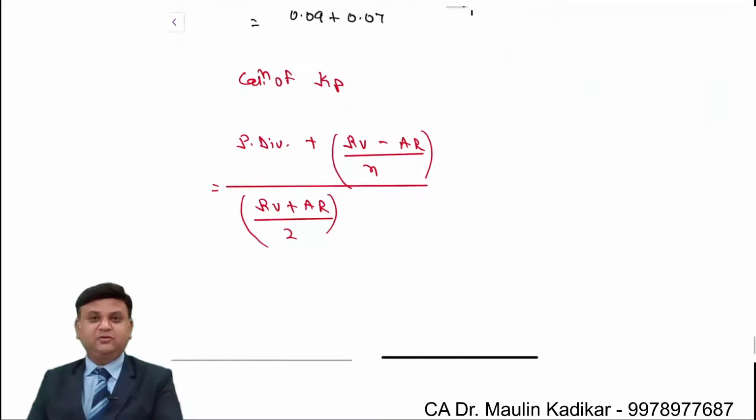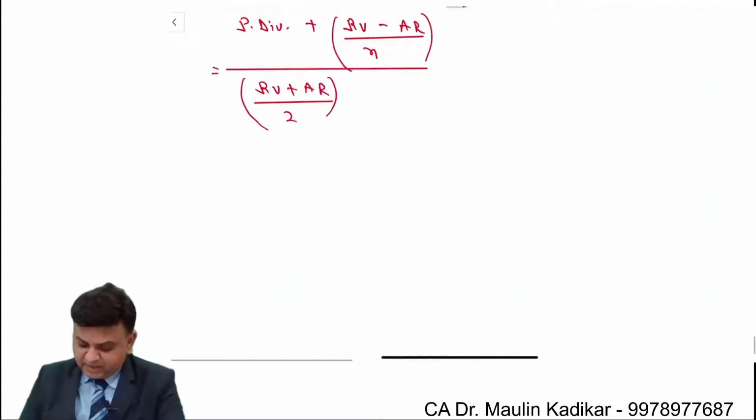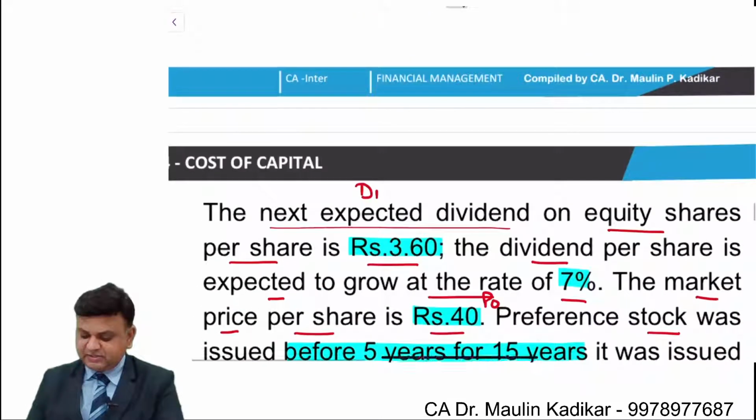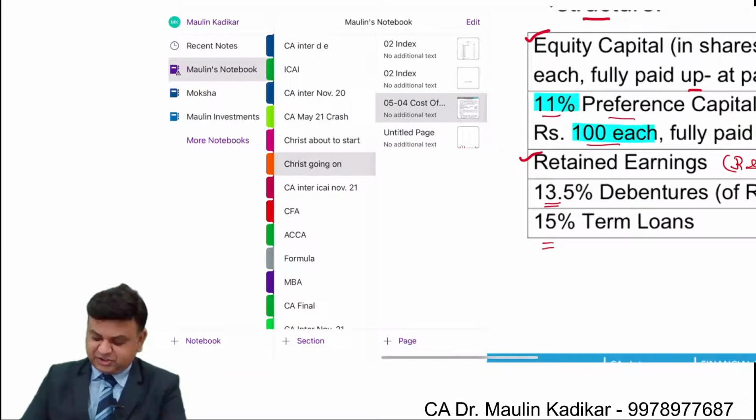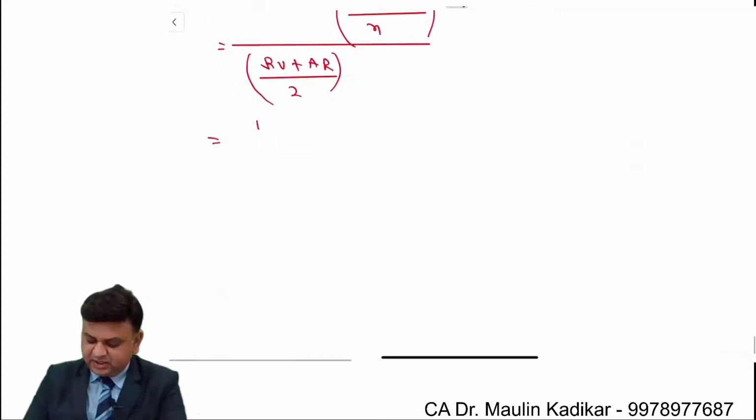This is the way we are required to make the calculation of the answer. Why? Because the security is redeemable in nature. We have been provided with the information that as far as the preference share is concerned, it has a face value of rupees 100. The rate of preference dividend is given as 11%. So what will happen over here? It is 100 rupees into 11%.